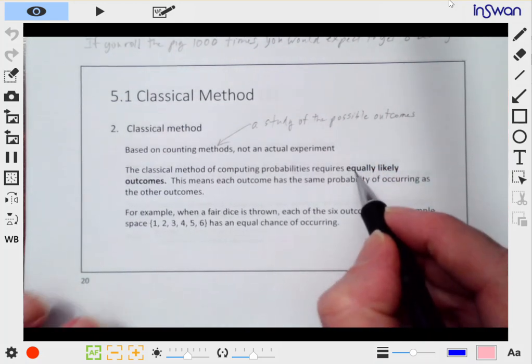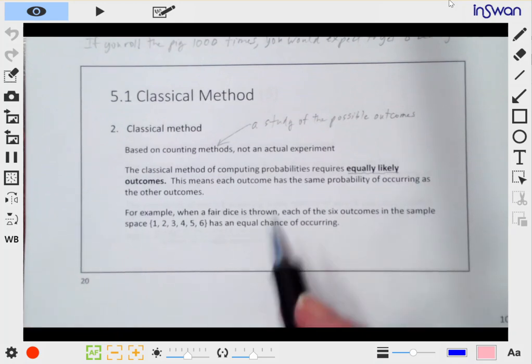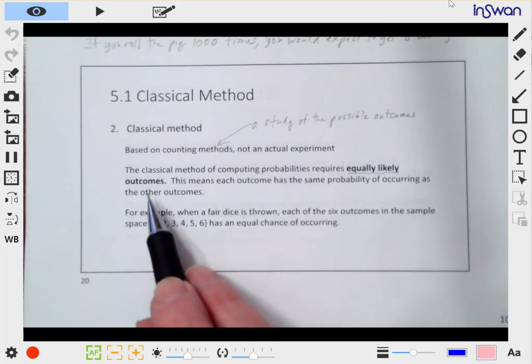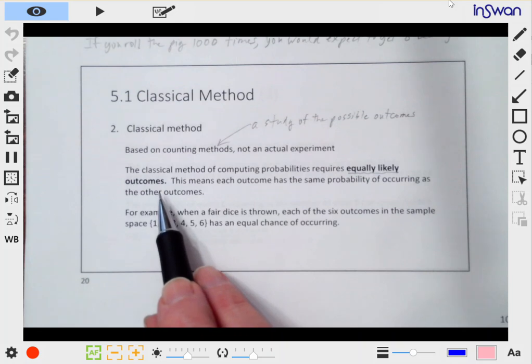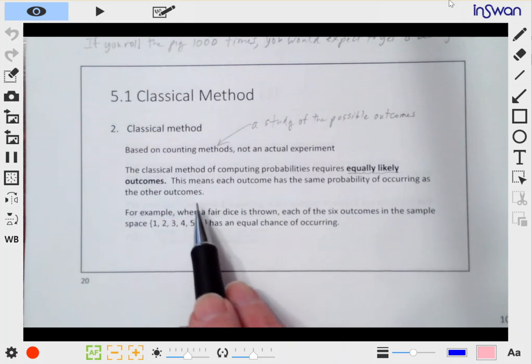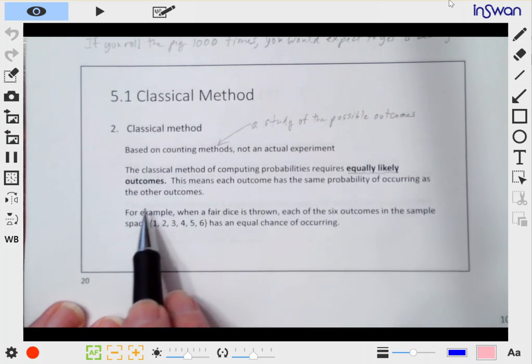And the key to this is our outcomes are equally likely. So the classical method of computing probabilities requires equally likely outcomes. Like when you roll a die, you're expecting to get a 1, 2, 3, 4, 5, or 6. Or I should say any one of those outcomes is just as likely as the other. So this means each outcome has the same probability of occurring as the other outcomes.